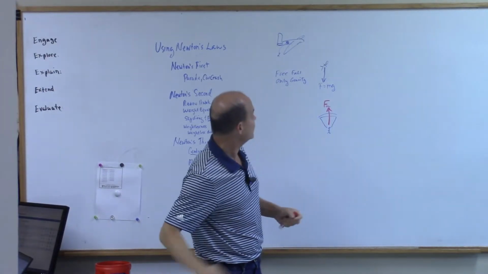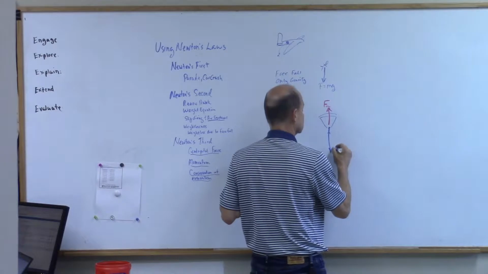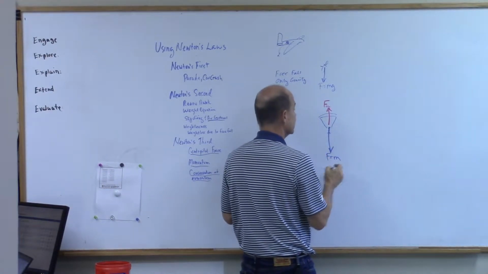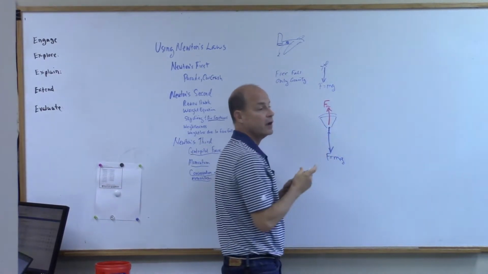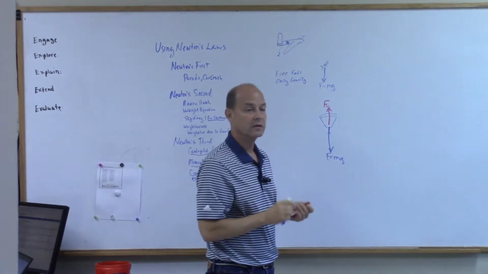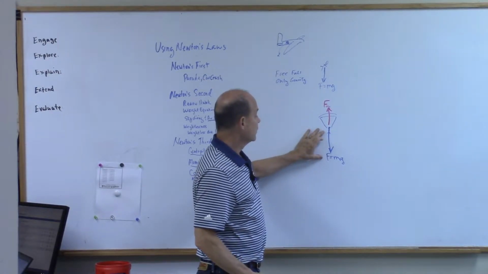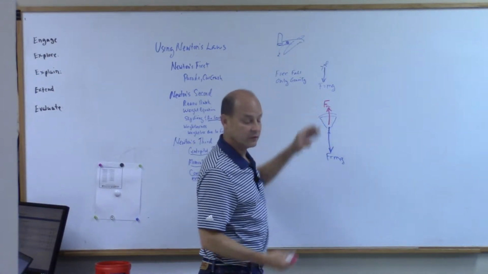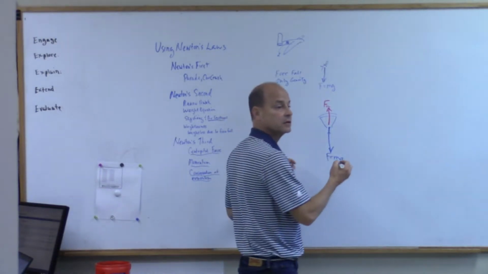So now, in addition to F equals mg, you've got the air resistance force, right? Now, as long as the force of gravity is stronger than the force of air resistance, there will be a net force, right?